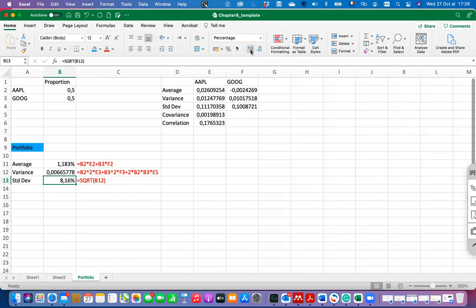We're talking about the return, not about money. On average you expect to gain 1.80% each month, okay? But there is a risk that the realized return will be up or down this average by 8.16%. So that's why this is a pretty risky portfolio, because the standard deviation is pretty high compared to the average.